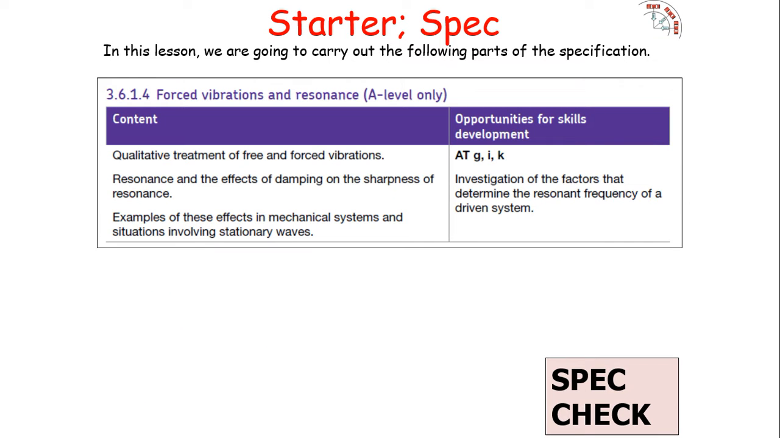which falls into the following part of the AQA A-Level Physics specification: forced vibrations and resonance, which is found in the periodic motion section of the course.